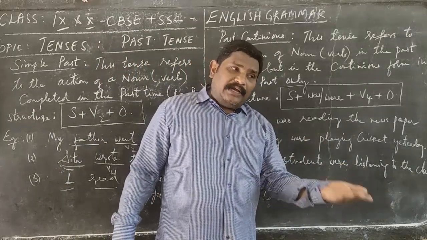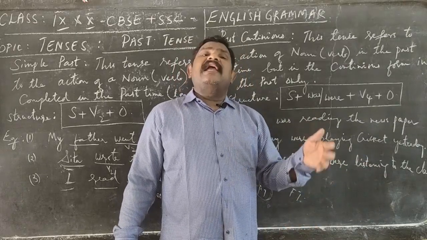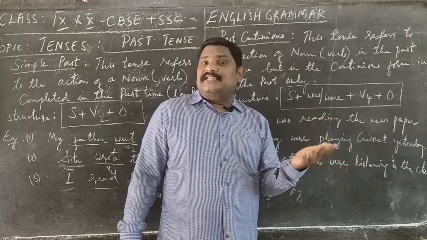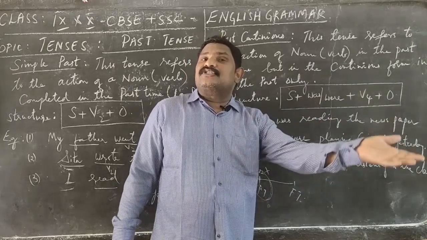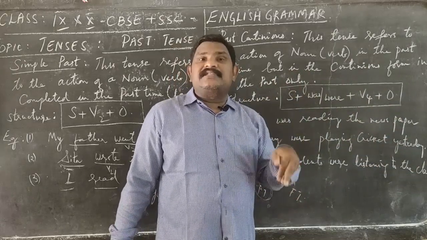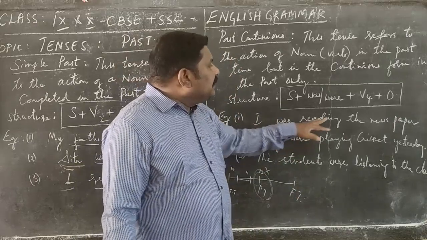What were you doing? Why didn't you do the homework? The student answers, I was watching TV. So what was your action yesterday? I was watching TV. Look at the first example. I was reading the newspaper.